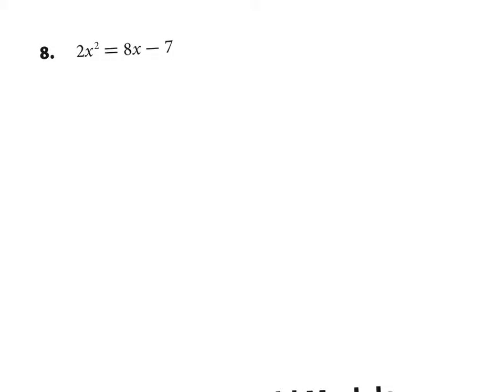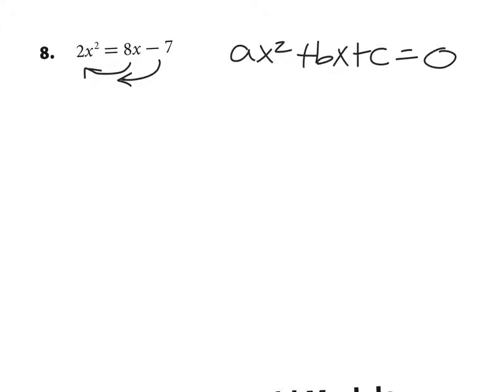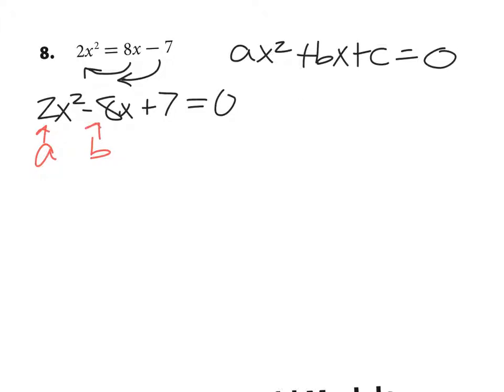So the first thing you got to do is make everything equal to 0. So remember, standard form, ax squared plus bx plus c equals 0. So here I'm going to move that over, and I'm going to move that over. So when I move the 8x over, it now becomes a negative 8x. When I move the 7 over, it becomes a positive, and now all that's equal to 0. So here, a is 2, b is negative 8, c is 7.